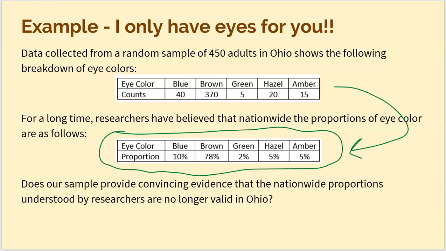So that's where the question comes. Remember, the fourth way to identify goodness of fit is read the question. It says, does our sample provide convincing evidence that the nationwide proportions understood by researchers are no longer valid in Ohio? So we want to see how well the numbers from the nation that we see right here as the expected values fit with what's in Ohio. And if they don't fit, well then I guess Ohio, for whatever reasons, is different. And that's the whole point of the test.